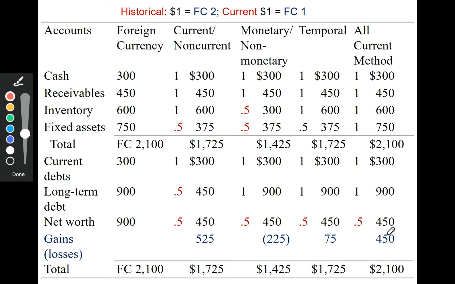But fortunately, the income statement stays unaffected. This 450 does not go as a gain or profit for us. And also losses from translation do not go into the income statement. Therefore, the income statement is less volatile under our current translation method.